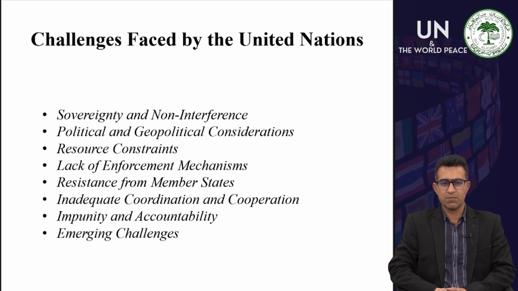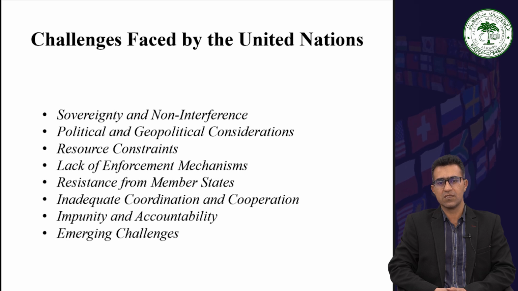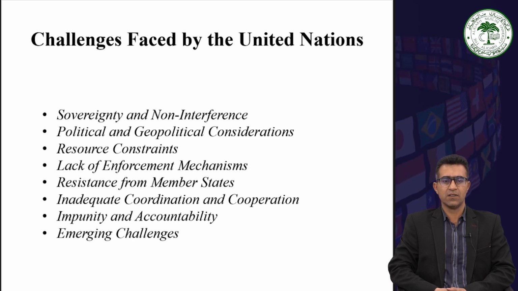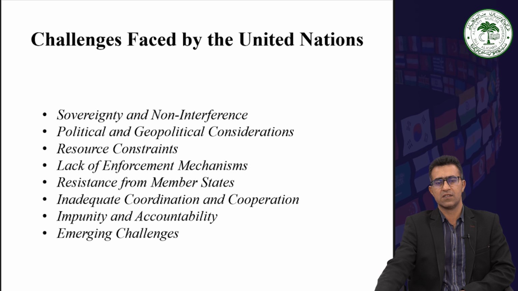Weak accountability mechanisms and impunity for perpetrators of human rights abuses undermine trust in the UN's ability to deliver justice to victims. For example, despite evidence of war crimes and human rights violations, some individuals responsible for atrocities in conflicts like in the Syrian civil war have not been held accountable due to political obstacles and lack of international consensus.